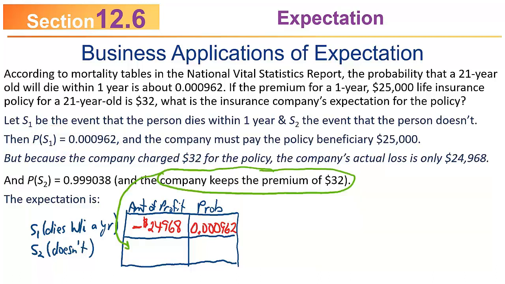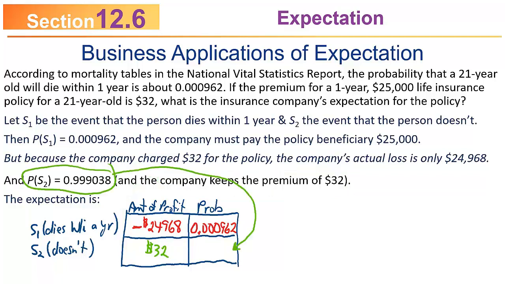And what happens if the person doesn't die within a year? The company keeps that $32 premium, so that's a $32 profit for the company, and that's highly likely. We already calculated that is going to be 1 minus 0.000962. It comes out to be 0.999038. So it's highly unlikely that the company will pay out that big amount, and it's highly likely that the company will keep the small amount, but not 100%.